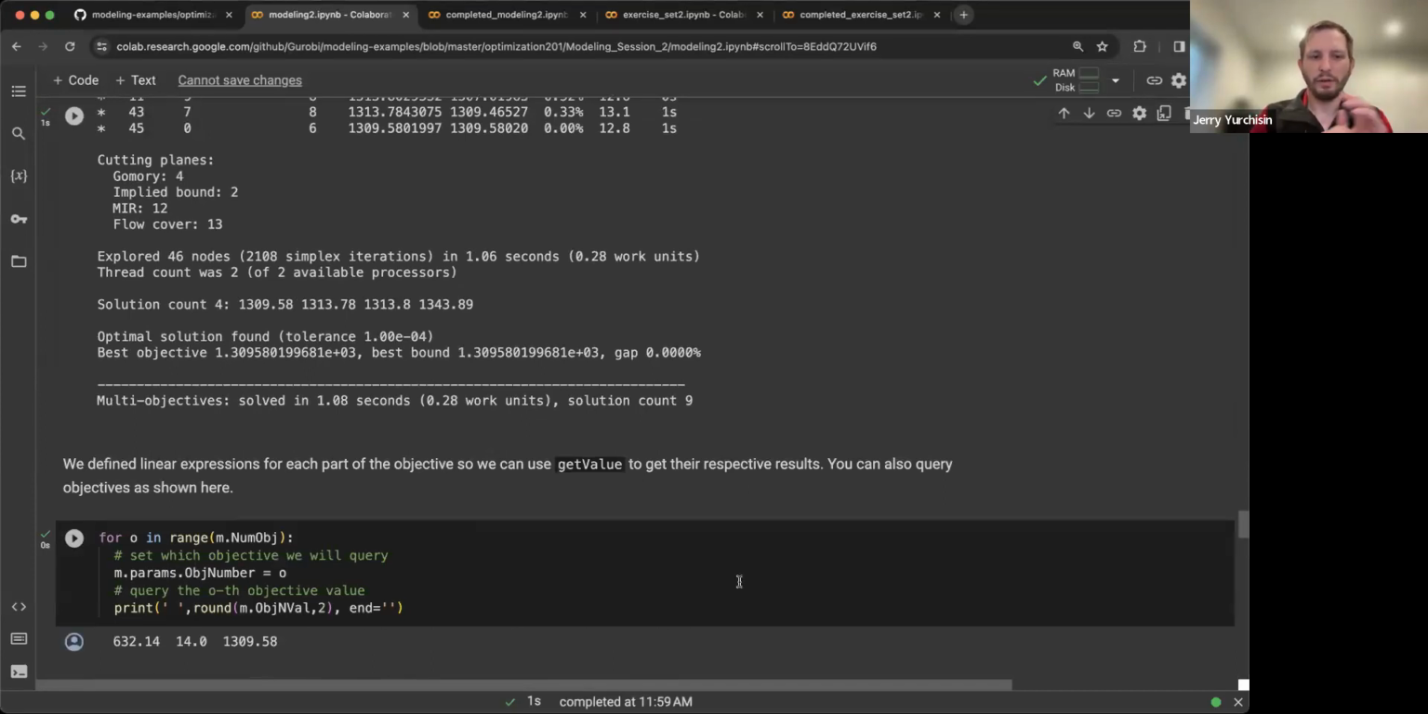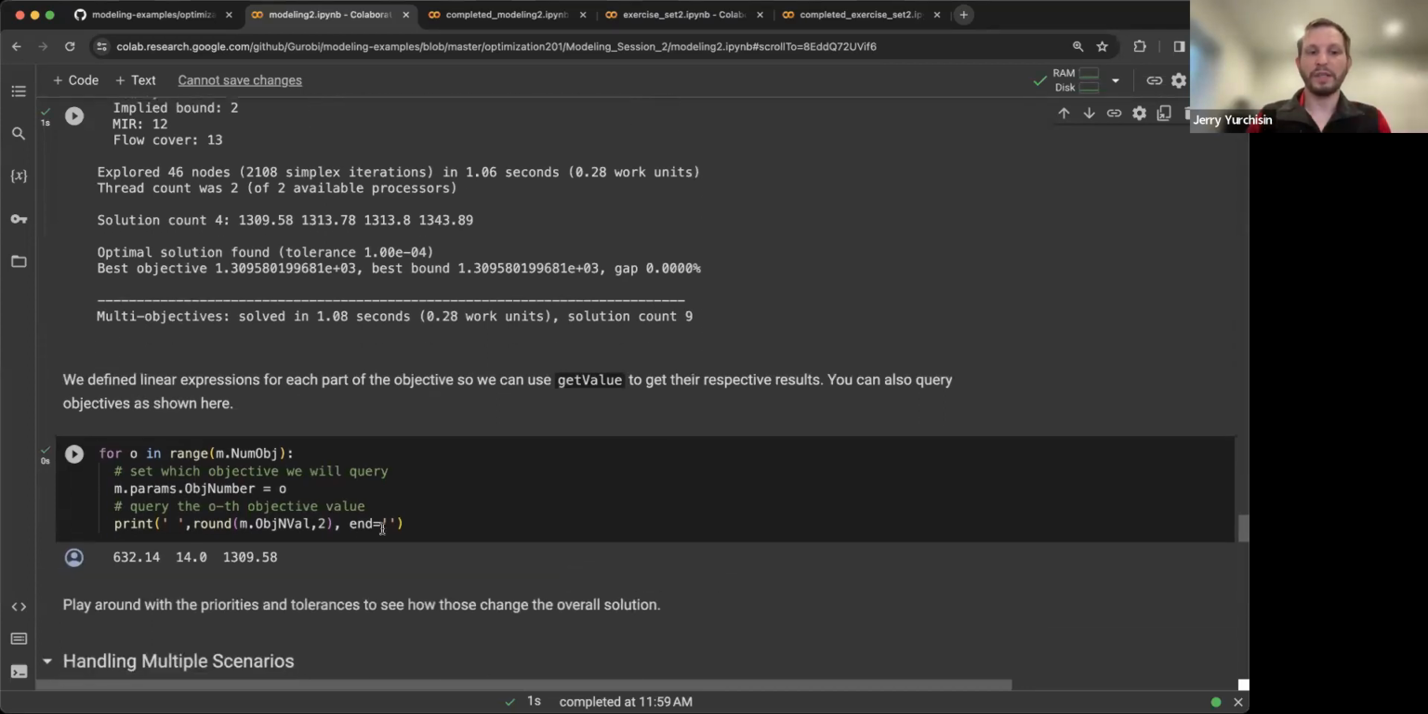Since we defined the linear expressions earlier on, we can use getValue to get those individual results. So we could say total cost dot getValue parentheses, that'll give us the total cost. If you want the number of grid violations, use that total dot getValue, and so on and so forth. But you can also query the objectives in this way, where you set a parameter to be the objective number, and you say, okay, I want to look at my first objective, and then I print the objective value. The only difference between this and the other way of querying an objective value when you only have one is that there's this n in there. It's a subtle difference, but it gets the job done.